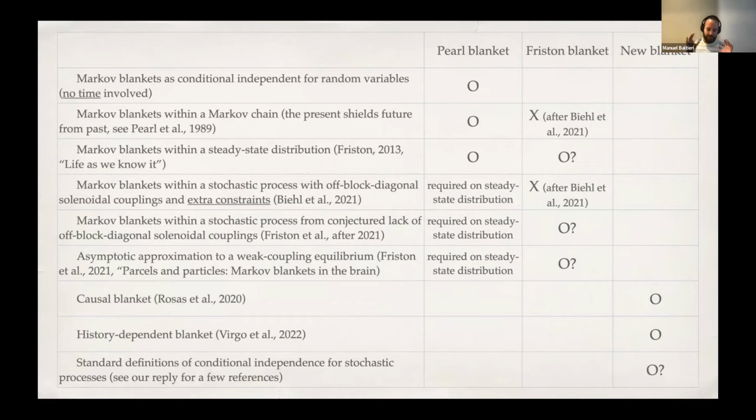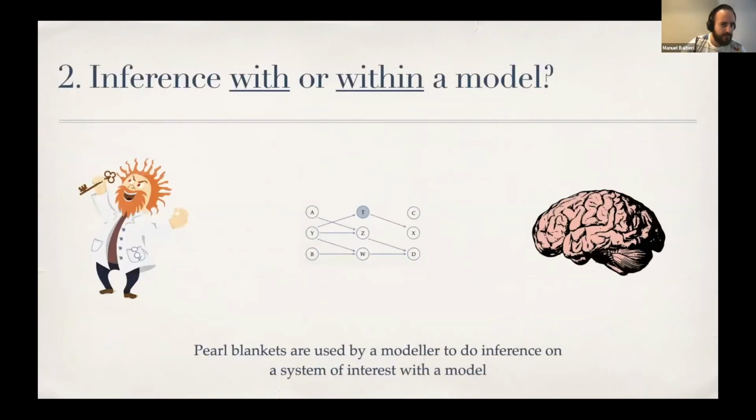Okay, all of this to say, there is a reason to talk about Pearl and Friston blankets. It is not a clear map, as some works try to imply. It is really not clear. I'm not saying anything needs to be wrong, but I'm saying it is not by any means clear. Okay, now let's get to the main point. Inference with or within a model.